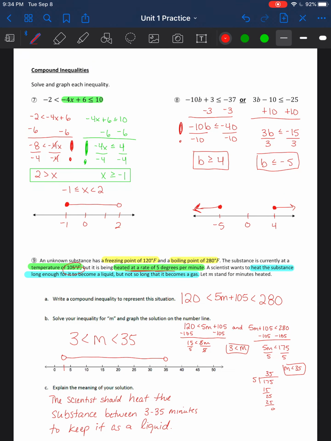If he doesn't heat it for at least 3 minutes, we know that it'll never reach 120 and it'll be frozen still. But if he heats it more than 35 minutes, we know he's going to heat it too much and it's going to go past the boiling point, which then means it's going to start turning into a gas. So that's what all that means.